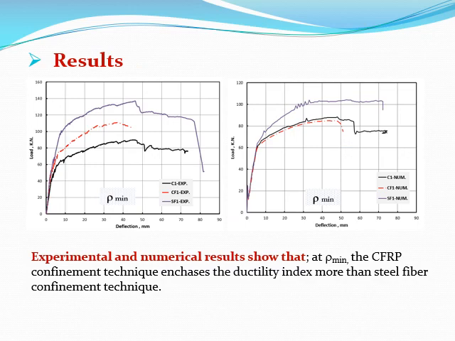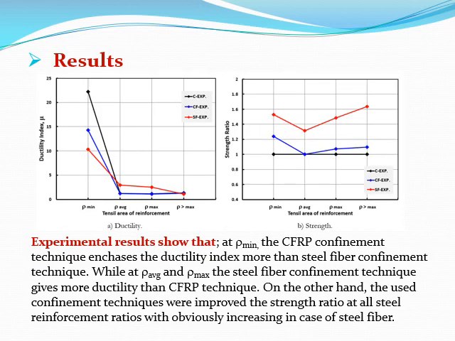Results. Experimental and numerical results show that at raw minimum, the CFRP confinement technique enhances the ductility index more than the steel fiber confinement technique. While at raw average and raw maximum, the steel fiber confinement technique gives more ductility than the CFRP technique.